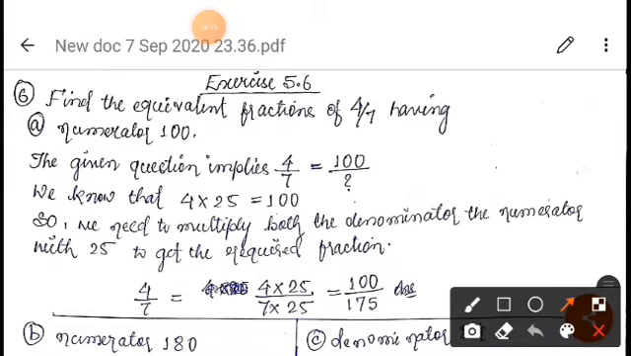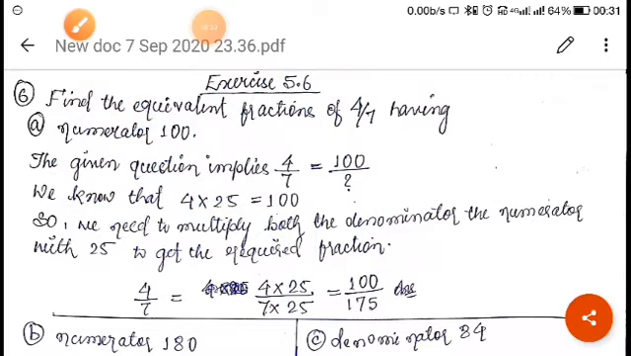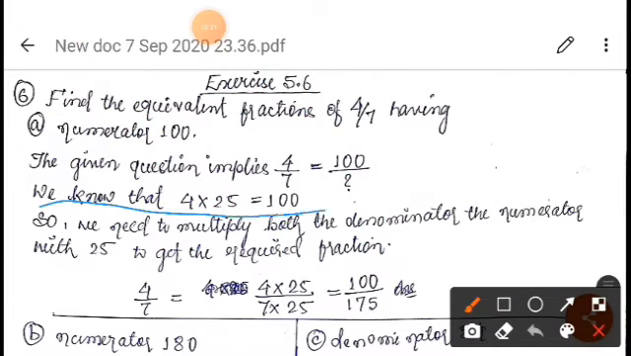We have the given question: 4 by 7 equals 100 by question mark. As we know that 4 into 25 is 100, right? If we multiply 25 into 4, we will get 100. This one we know, right? So we will write here, since we know that 4 into 25 is 100.